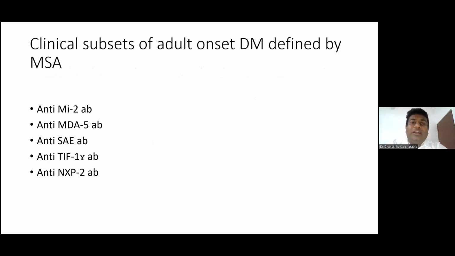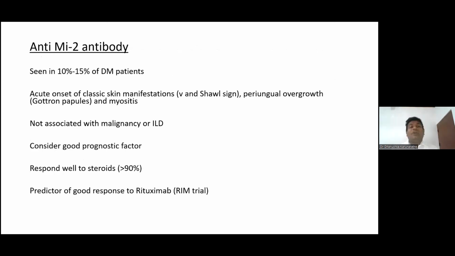And then after that, we'll talk about the clinical subsets of syndromes that manifest as adult-onset dermatomyositis. So what are the other antibodies that present as adult-onset dermatomyositis, where you see the typical skin involvement with Gottron papules and shawl signs and so on, in addition to myositis? There are 5 such antibodies that have been described so far: the anti-Mi-2, MDA5, SAE, TIF1 gamma, and NXP2 antibody. And we'll discuss one by one.